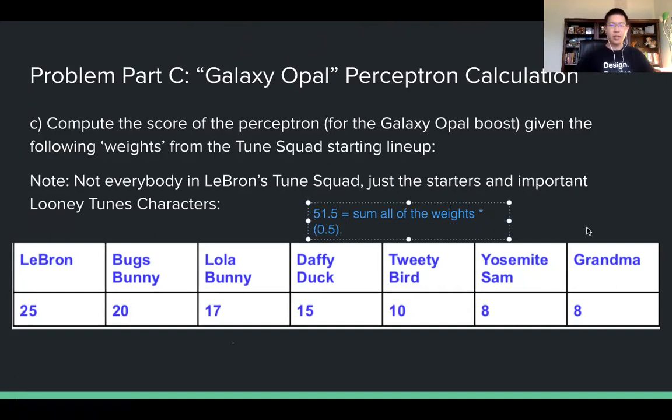Now, wondering, Jason, why is there no negative part? Because the weights are all positive. If there's any negative weight, we get the negative part. So that is how we solve part C, which is the galaxy opal perceptron calculation.